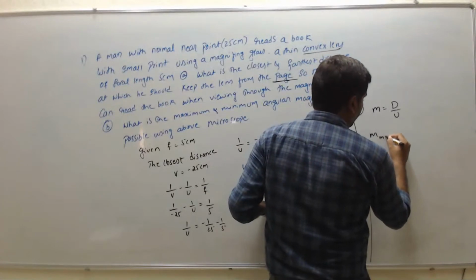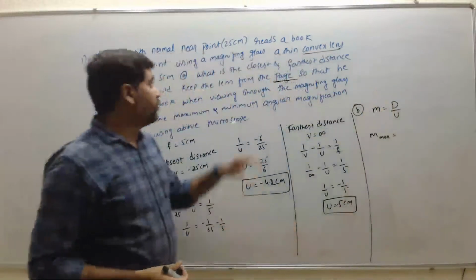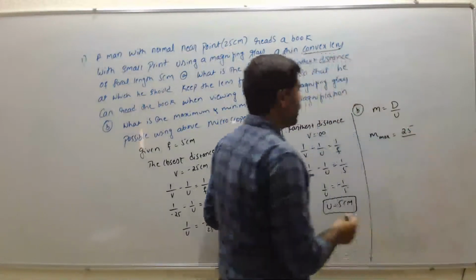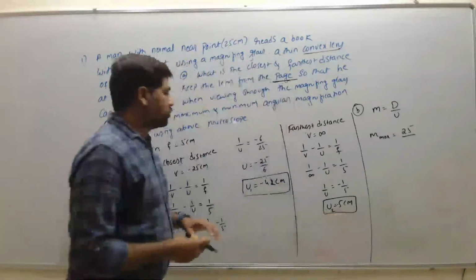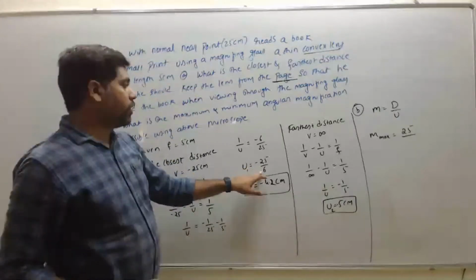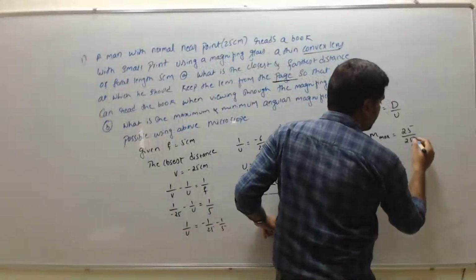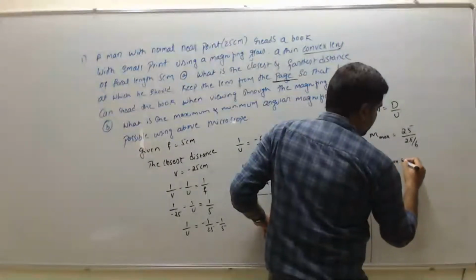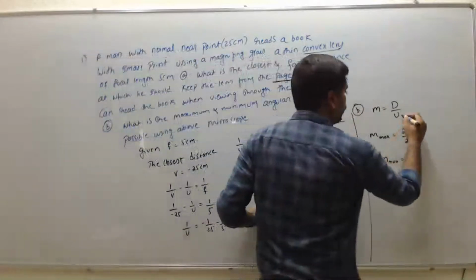So m maximum equals D, the least distance of distinct vision, which is 25, divided by u. Here I am taking u1 and u2. So u here is u1. Then the value of u for the first case, for maximum, becomes 25 divided by 6. So 25 cancels, and we get the maximum magnifying power as 6, that is D divided by u1.